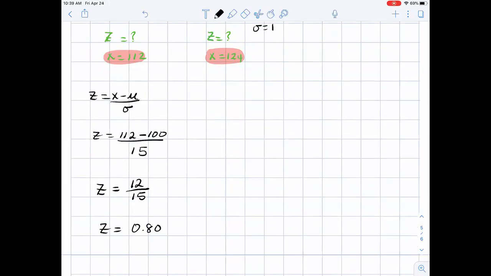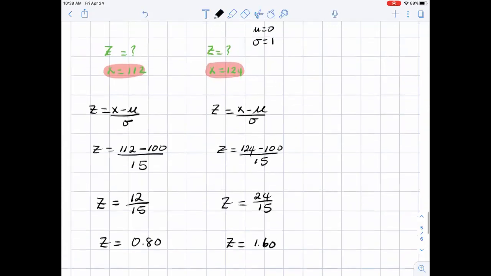In the next case now, I want to know what is the z value when x is 124. So same formula, okay? So z is equal to 124 minus 100 over 15. Yes, you put 112 before, now it's 124. So this becomes 24 over 15. And 24 divided by 15, z is now equal to 1.60.